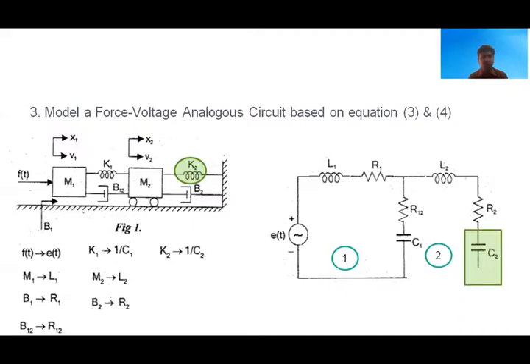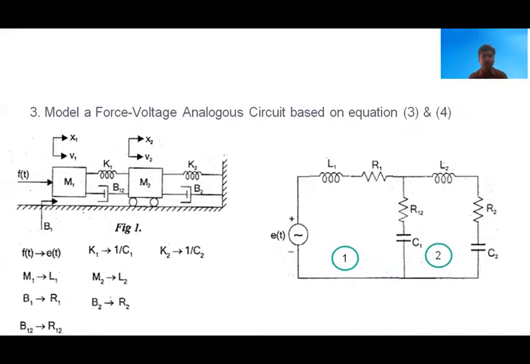So, the already common components like K1 and B12 between M1 and M2 are mapped to R12 and C1 in the electrical model. So, no need to reconnect them again. So, complete loop 2. This is your completed electrical model, which is analogous to the given translational model.